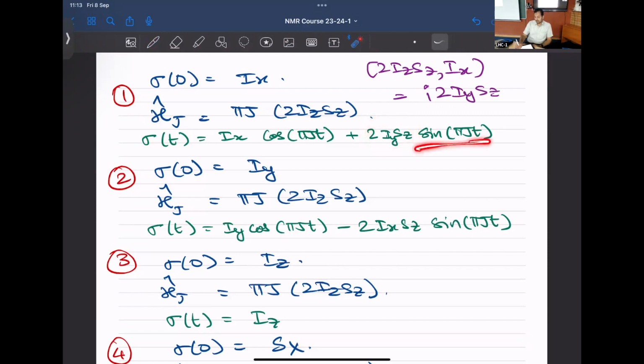Okay, and with the sine part of it. The first one comes up with the cos component. The second one comes with the sine component.